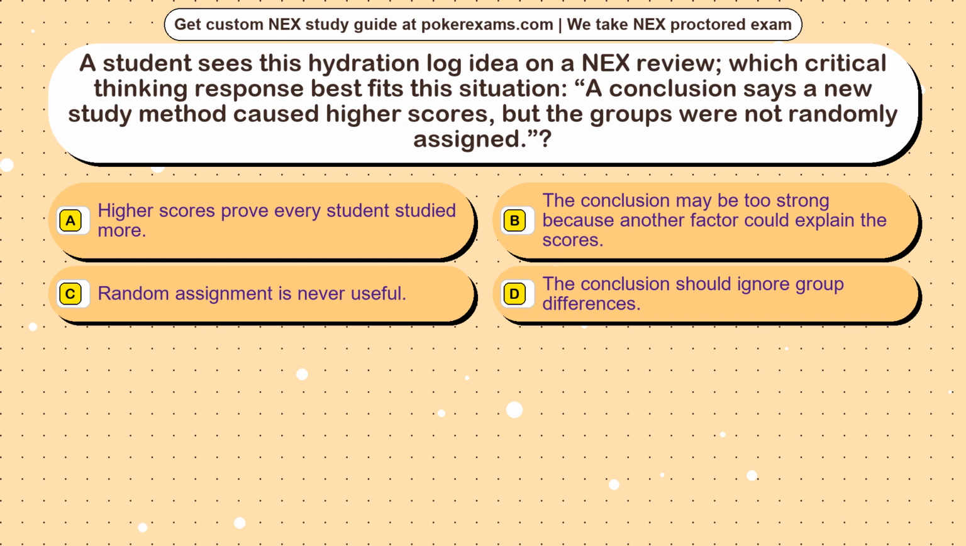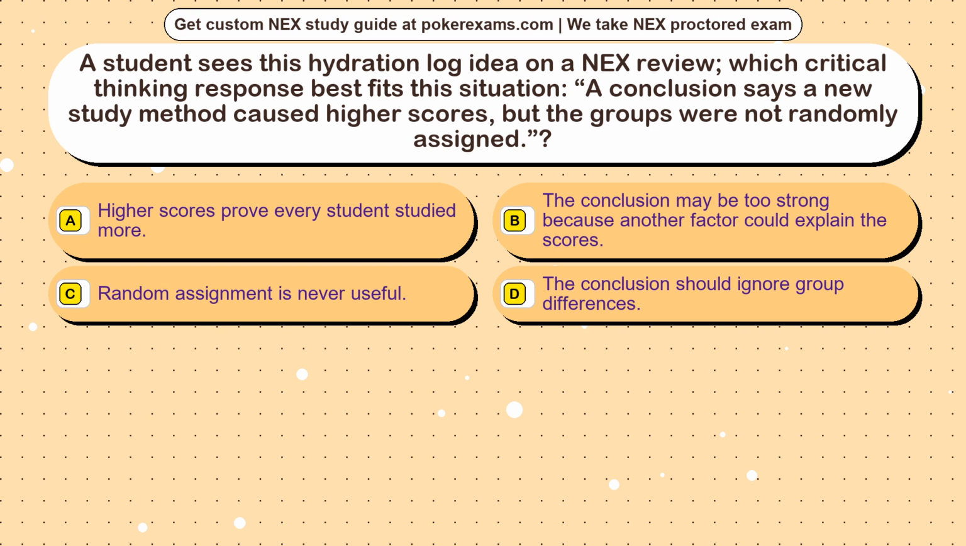Question 10. A student sees this hydration log idea on a next review. Which critical thinking response best fits this situation? A conclusion says a new study method caused higher scores, but the groups were not randomly assigned. Option A, higher scores prove every student studied more. Option B, the conclusion may be too strong because another factor could explain the scores.